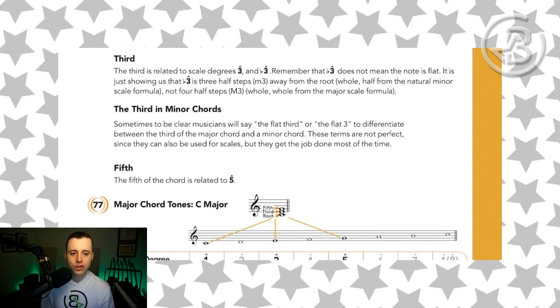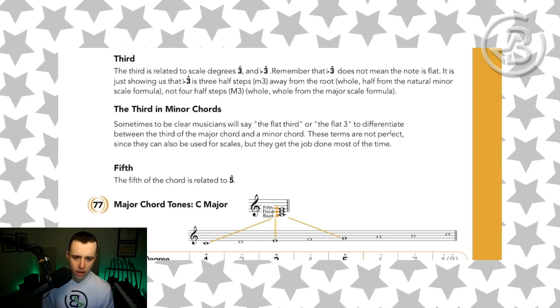The third is related to a scale degree 3 from a major scale or scale degree flat 3 from a natural minor scale. Remember that the flat 3 does not mean the note is flat. It means it's lowered down by 1/2 step when compared to the major scale. Another way of thinking about that is that the third, when it is flat 3, is going to be 3/2 steps away from the root, a minor third, as opposed to 4/2 steps away from the root, the interval of a major third. You see how the intervals are now playing into understanding chords.